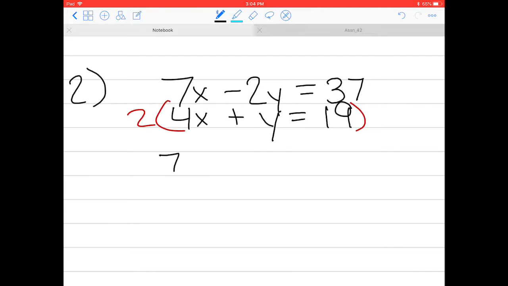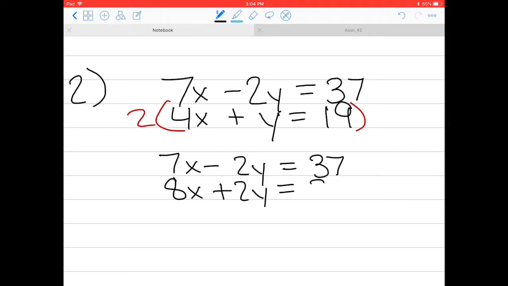All right, 7x minus 2y equals 37. Leave the top one alone. The bottom one becomes 8x plus 2y equals 38. We are trying to eliminate the y's, so we're going to add because one's negative, one's positive. Different signs means we're going to add.